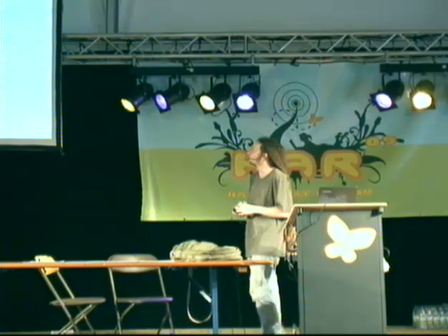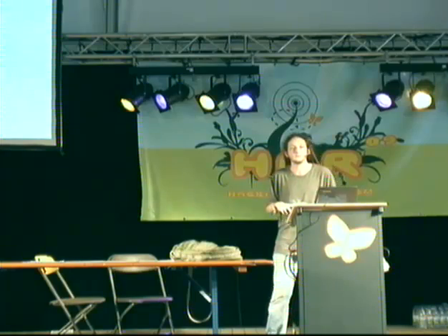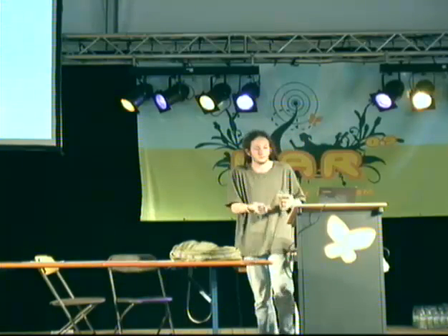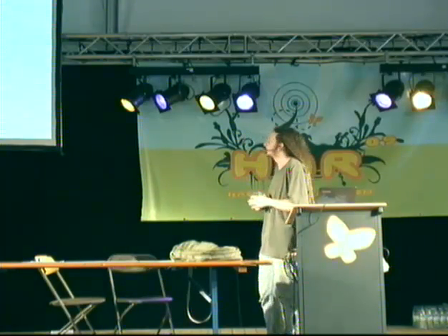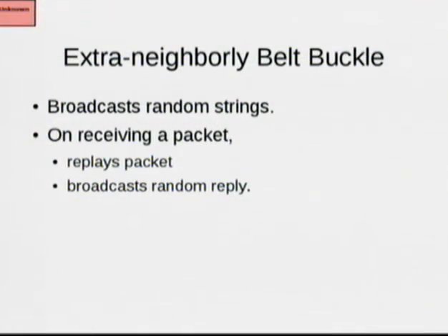I've been doing some work on a neighborly Tennessee belt buckle. You might have seen it at ShmooCon. It's actually a wireless sensor, and it runs around by broadcasting random strings. When it receives a string, it puts it into a small buffer and then replays it, along with a random reply. So if you have two of these together, they just start bouncing back and forth, and they display the packet on their LEDs and blink, and you can say, hey, I've got a belt buckle too, and everything is grand.